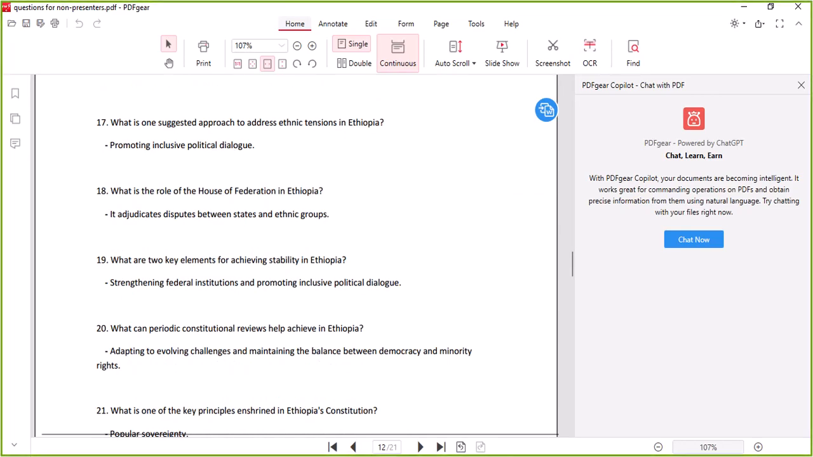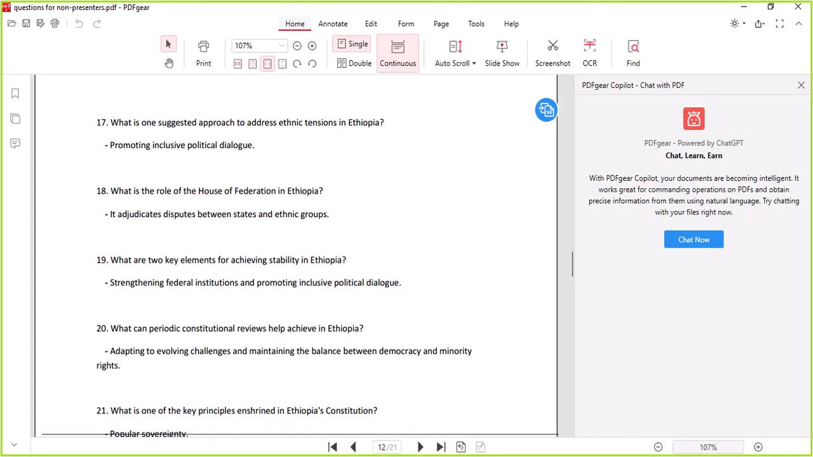Second question, what are the two key elements for achieving stability in Ethiopia? To achieve stability in Ethiopia, the first one is to have inclusive governance, and the second one is to have good resource distribution.